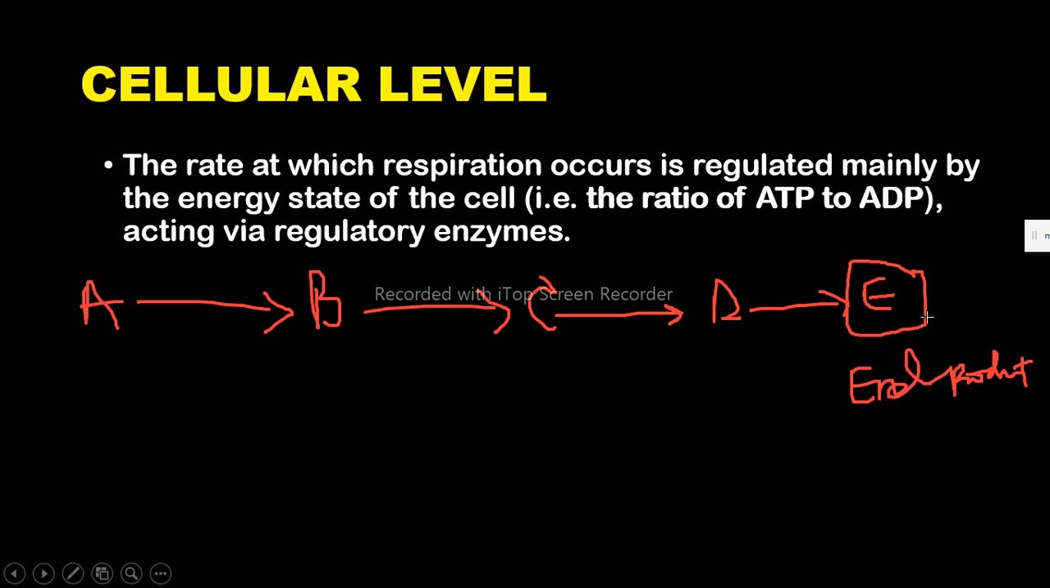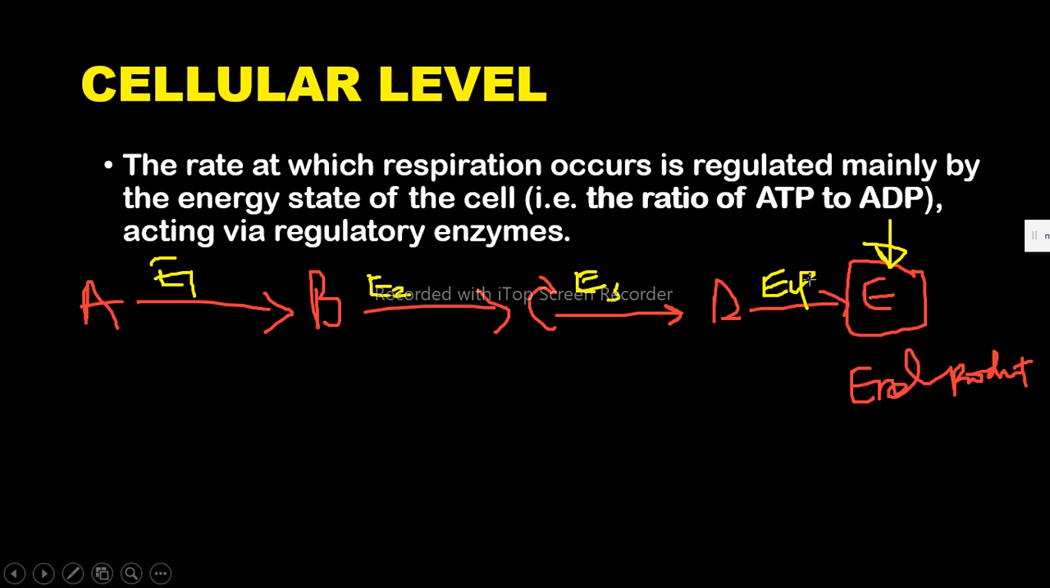Now, what does this mean? If I want to regulate the rate at which E is formed, actually all these steps are catalyzed by enzymes, and this is enzyme 1, this is enzyme 2, okay, and this is enzyme 3, and finally this is enzyme 4.